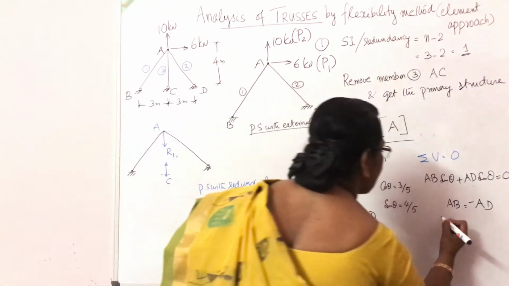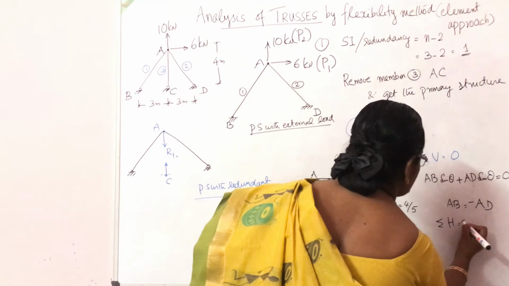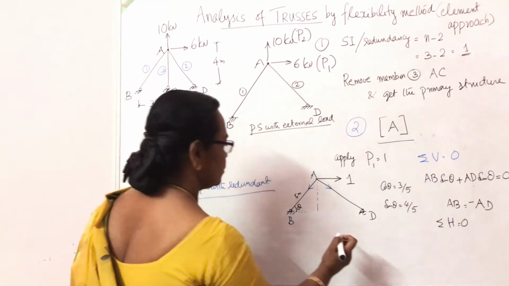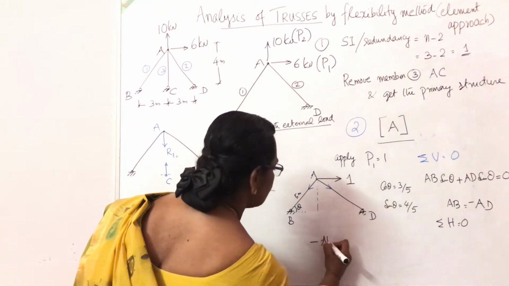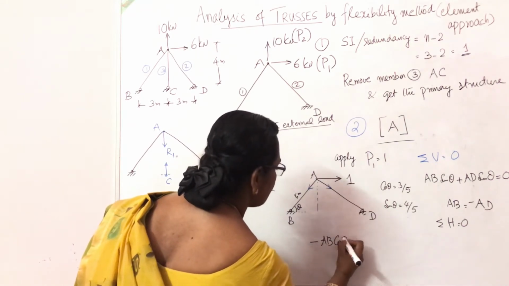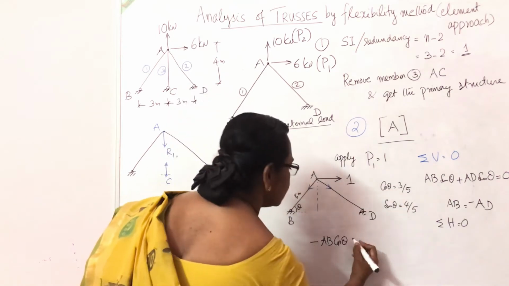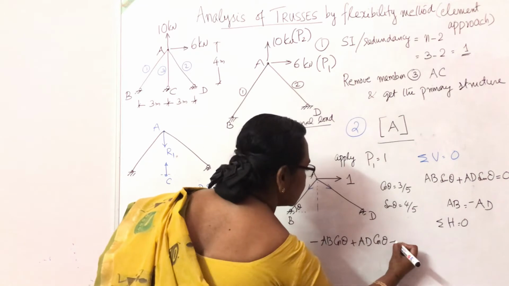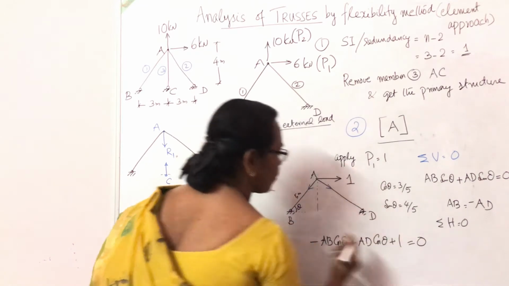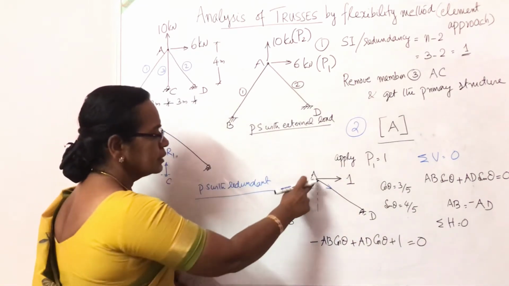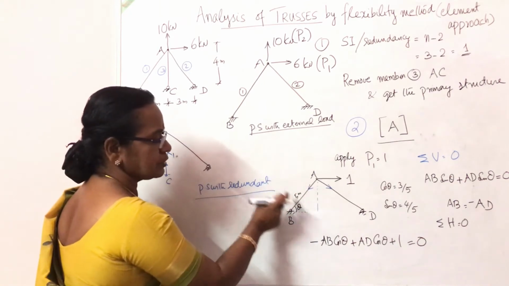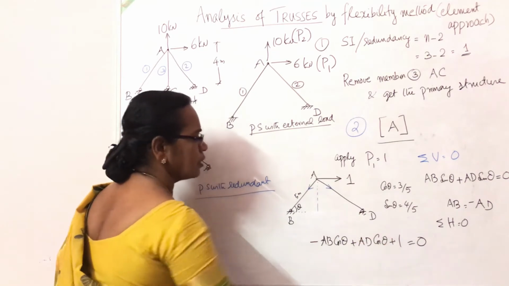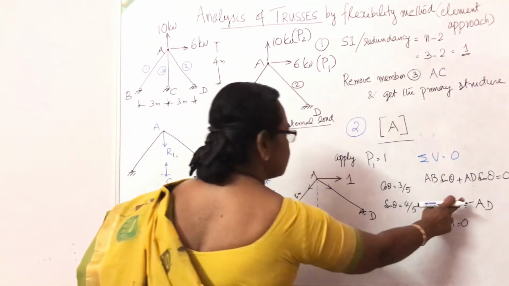Then I will put the sigma H equal to 0 condition. Resolving horizontally, this will have a component along the left. So minus AB cos theta, this goes in this direction, plus AD cos theta plus 1 is equal to 0. Resolving horizontally, AB cos theta towards left, so minus, AD cos theta towards right, 1 towards right is equal to 0. Now I have AB is equal to minus AD.